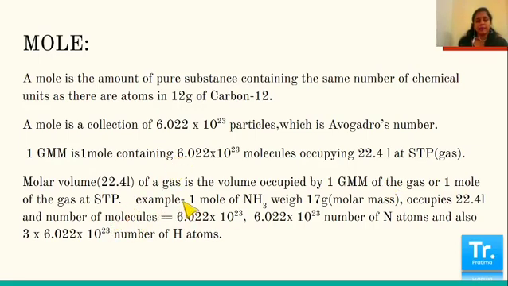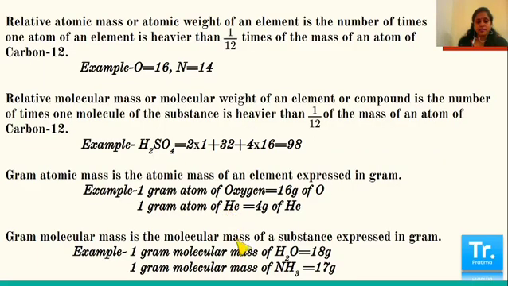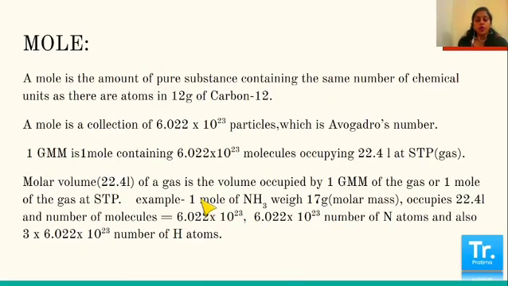Example: like I was talking about 1 gram molecular mass of ammonia, I have taken a similar example here, 1 mole of NH3. So what is the molar mass? Nitrogen 14 plus 3 into 1, 17 grams. So 1 mole will weigh 17 grams, 1 mole will weigh the molar mass. 1 mole, since ammonia is a gas, will occupy 22.4 liters at STP. And if it is 1 mole, how many molecules? Avogadro's number, 6.022 × 10^23 molecules. Up to this we had done it.